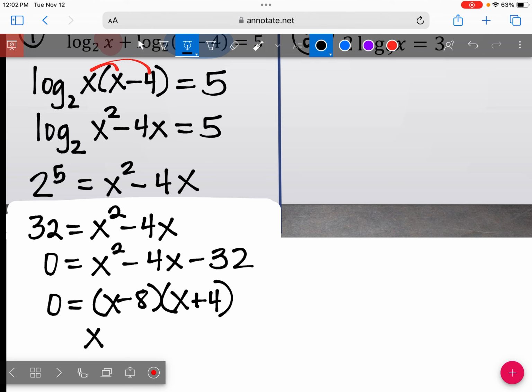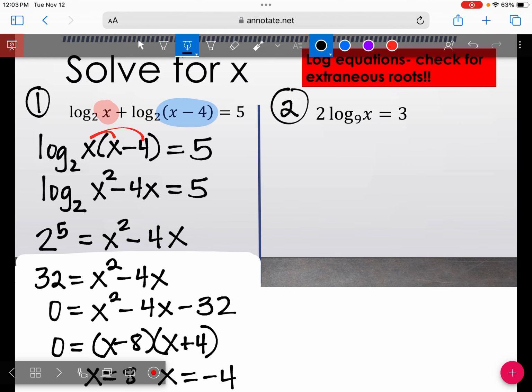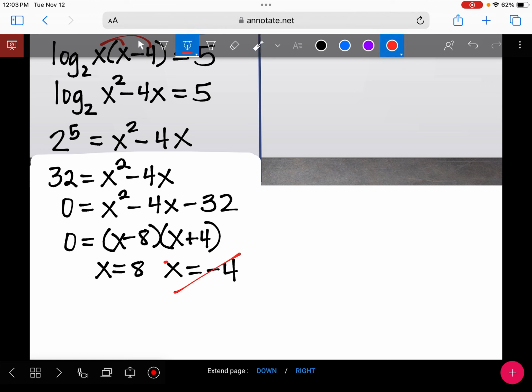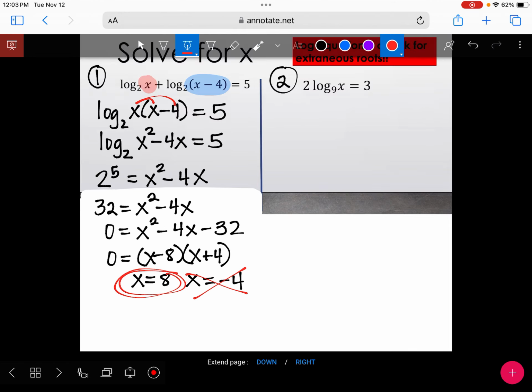And then when you set them equal to 0, we get x equals 8, x equals negative 4. So let's see, if I put the 8 here and here, do these two stay positive? All right, what about the negative 4? No. You cannot take the log of a negative number. You cannot take the log of 0. So this one is extraneous. This is the only solution we have. That's the only one that will work.